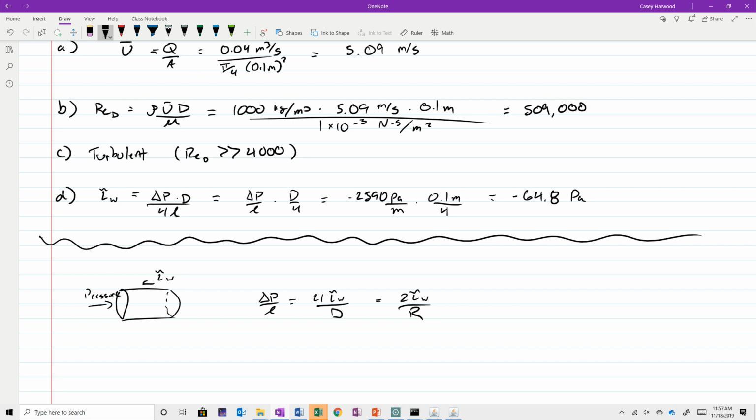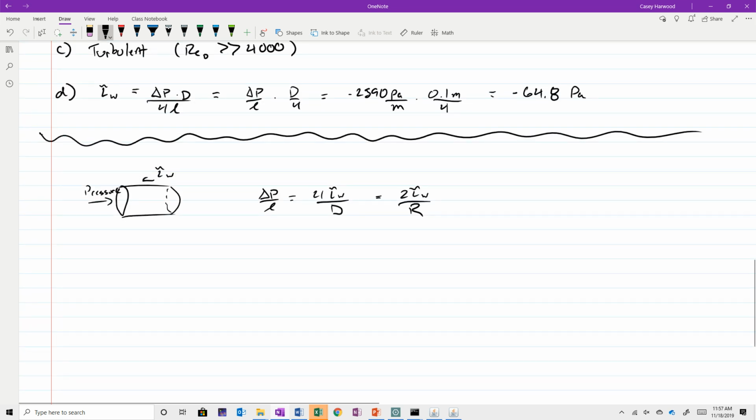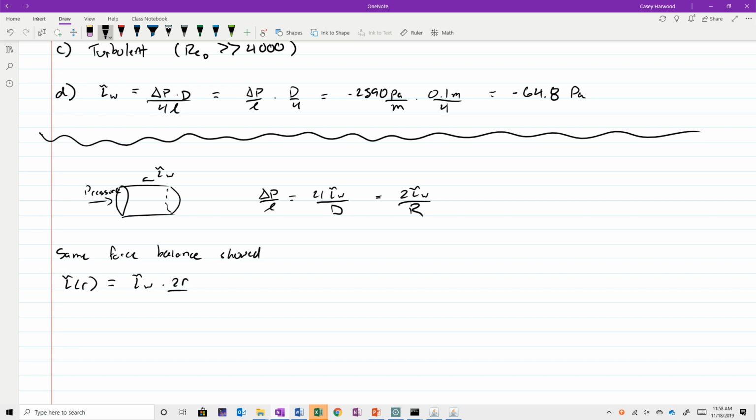The same theoretical approach, the same force balance, showed that the shear stress as a function of r was equal to tau W times 2r over D, which says that the shear stress goes from 0 at the center line of a pipe up to the value tau W at the wall of the pipe.